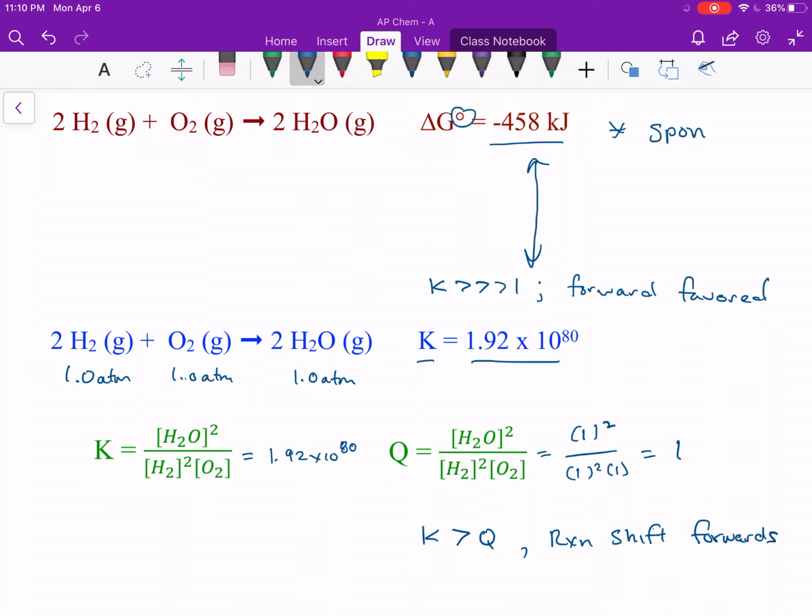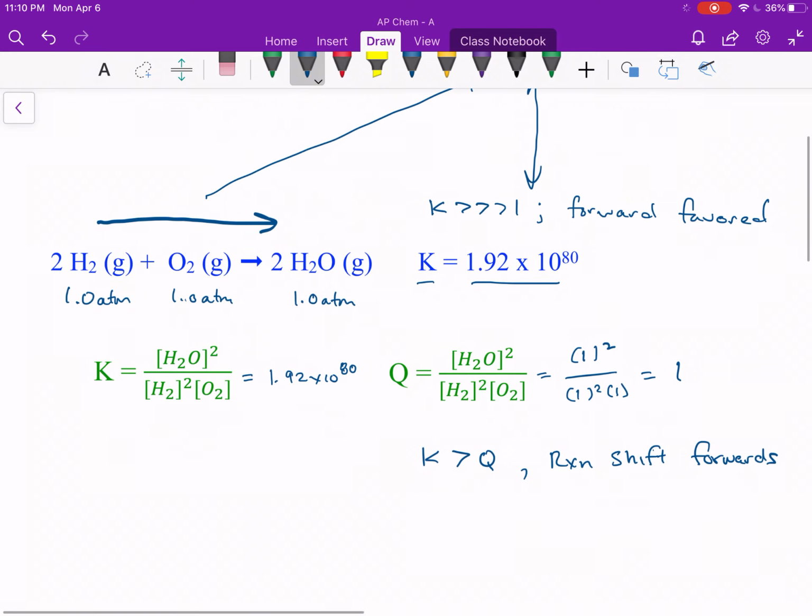The reaction would shift forward, which means it would go in that direction, which again relates back to it being spontaneous, right? In this case, we have K being greater than Q. When K is greater than Q, we know Q has to get bigger to reach equilibrium, and the only way that it can get bigger is for that reaction to shift forward.